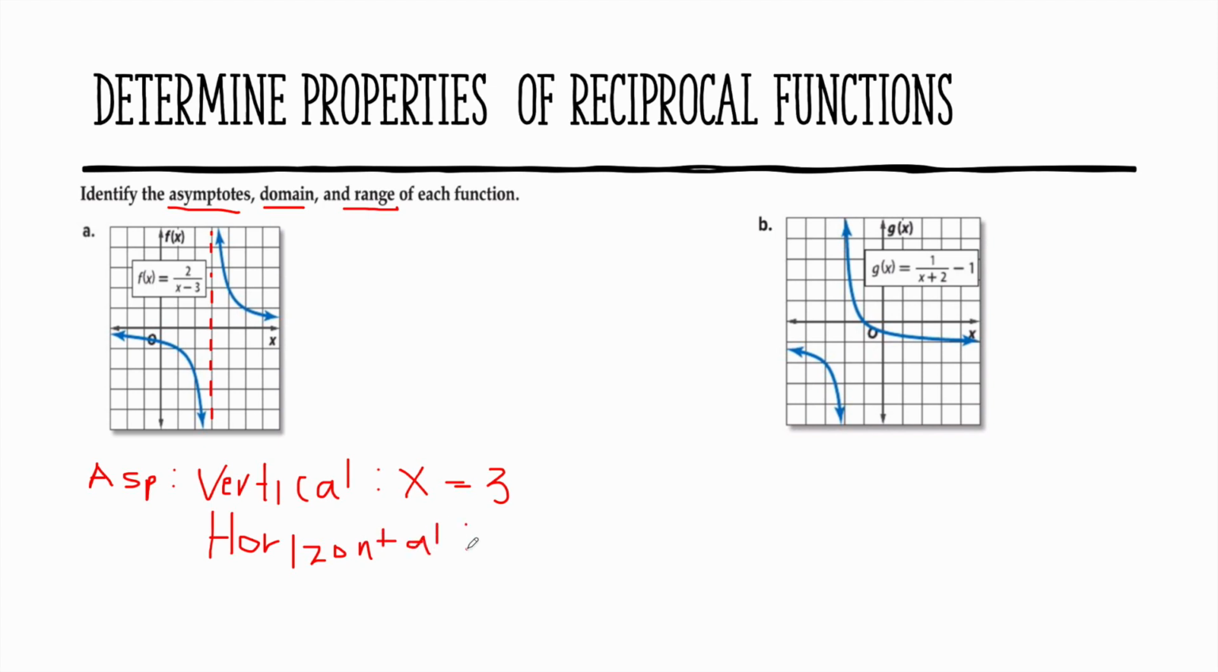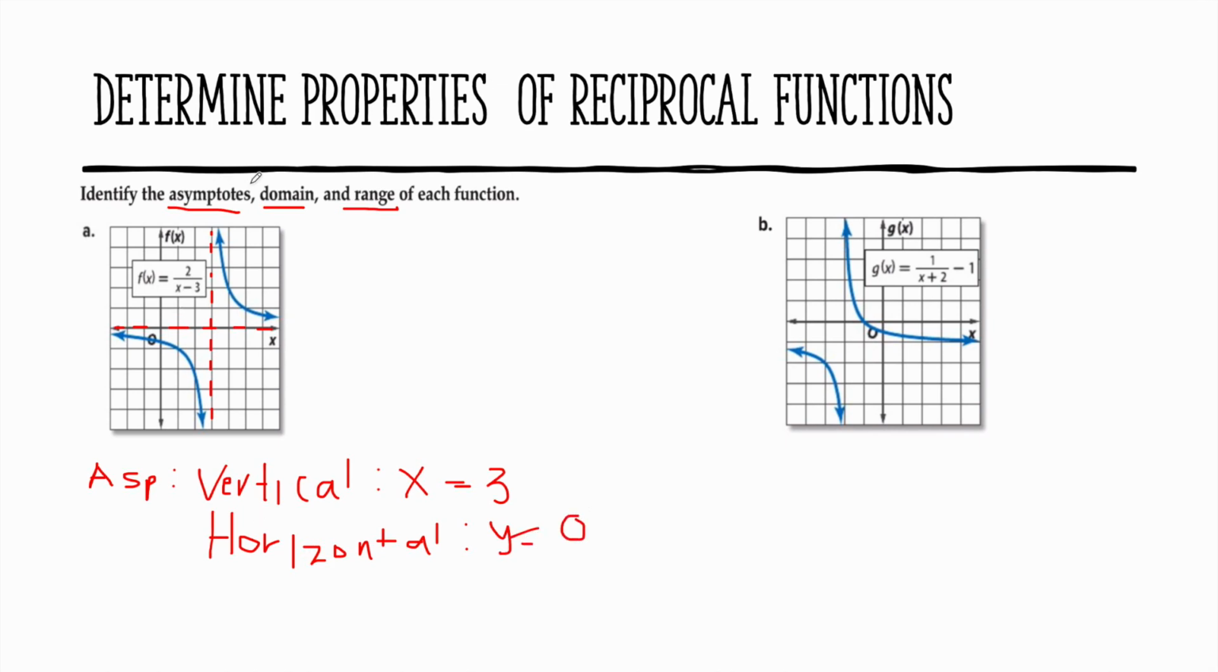Our horizontal asymptote will be given by the y. So our graph did not move in the y-axis, okay? So it is still on the x-axis, and it's given by y is equal to 0.